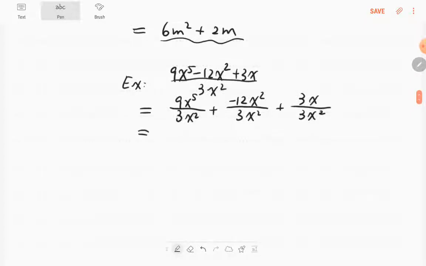Now we start from the first term. We will have 3x to the third. Okay, this time minus 12 divided by 3 will get minus 4. X squared divided by x squared, we will just have the 1. So we will just keep negative 4. And for the last one, x divided by x squared. So we can treat it as 1 over x, right?